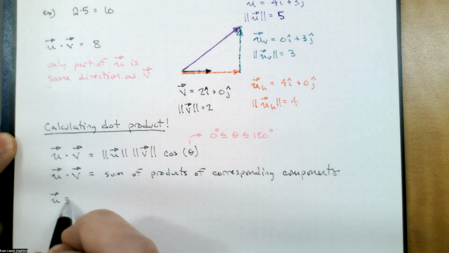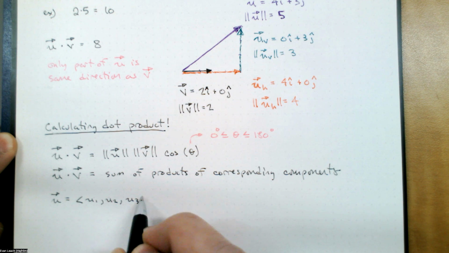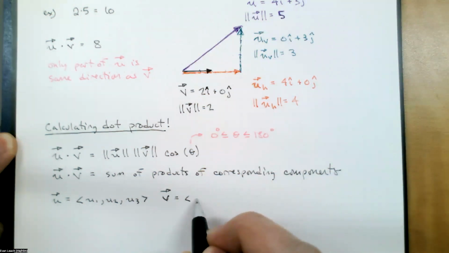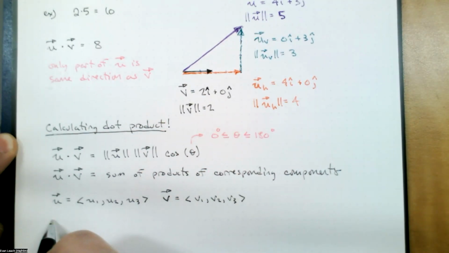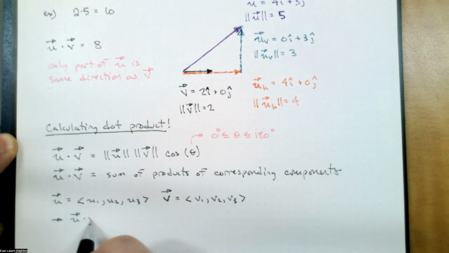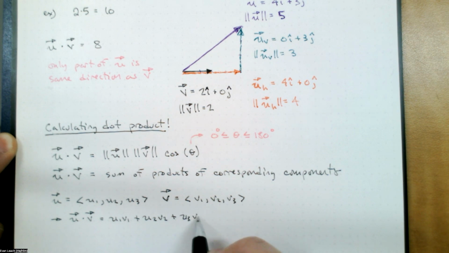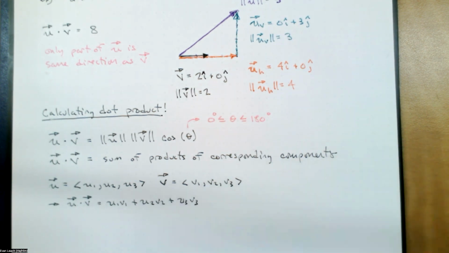So if U is the vector U1, U2, U3, and V is the vector V1, V2, V3, then U dot V is U1 V1 plus U2 V2 plus U3 V3. I just moved this up into R3. If it's in R2, just drop that one off.